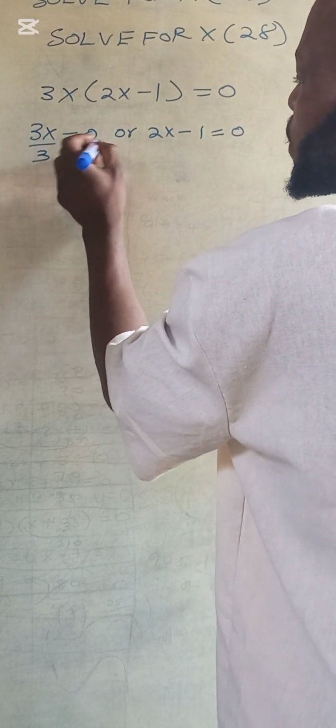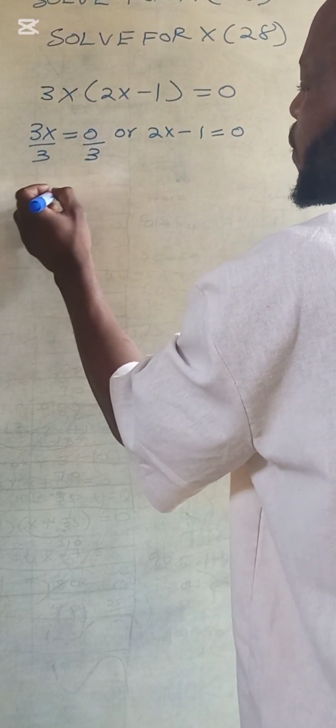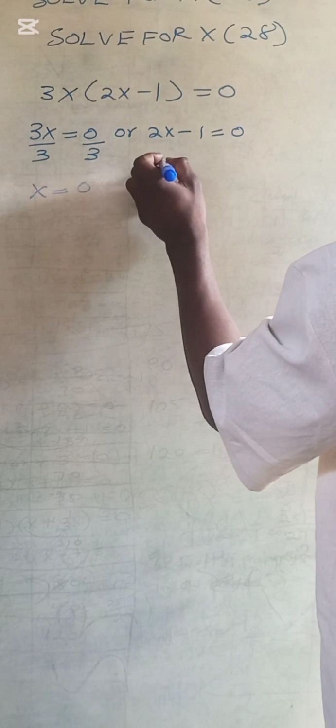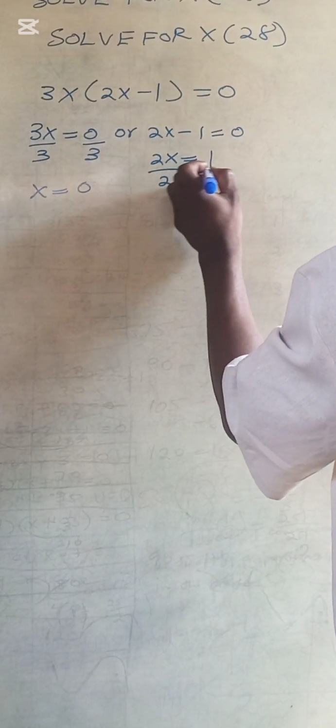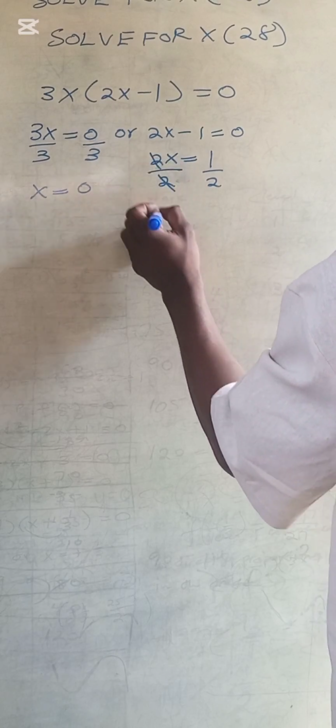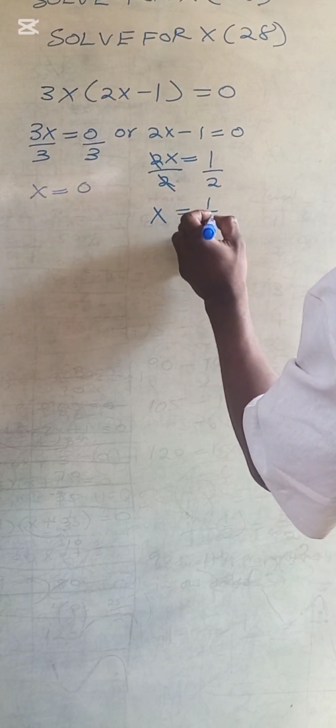We divide both sides by the coefficient of x. Therefore, x is equals to 0. Or this side, we transpose the 1, it changes sign. Divide both sides by 2, and therefore x is equals to a half.